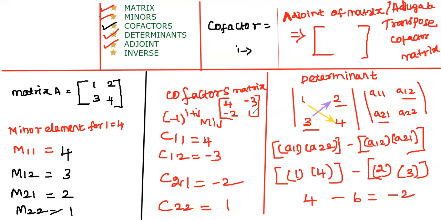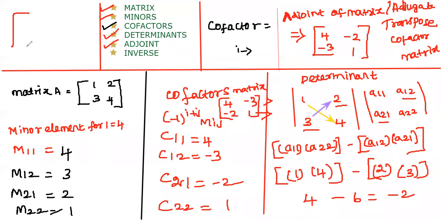So if I transpose it, row 1 is 4, minus 3, so I'm going to change it as column 1. And what is row 2? Row 2 is minus 2 and 1, so I'm going to write it as column 2. I hope it is clear. I've just changed the rows as columns. That's it. That is for finding the adjoint of a matrix, or else I'll tell you another shortcut also.